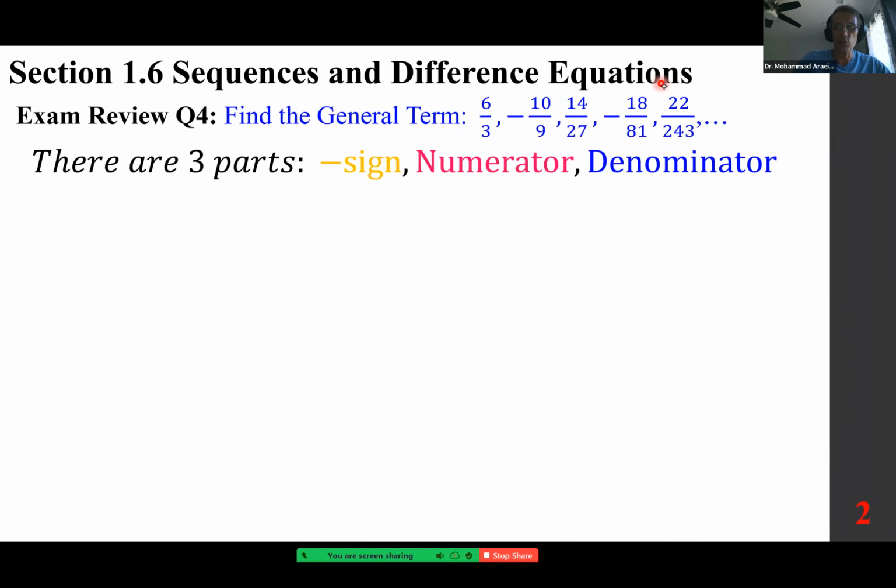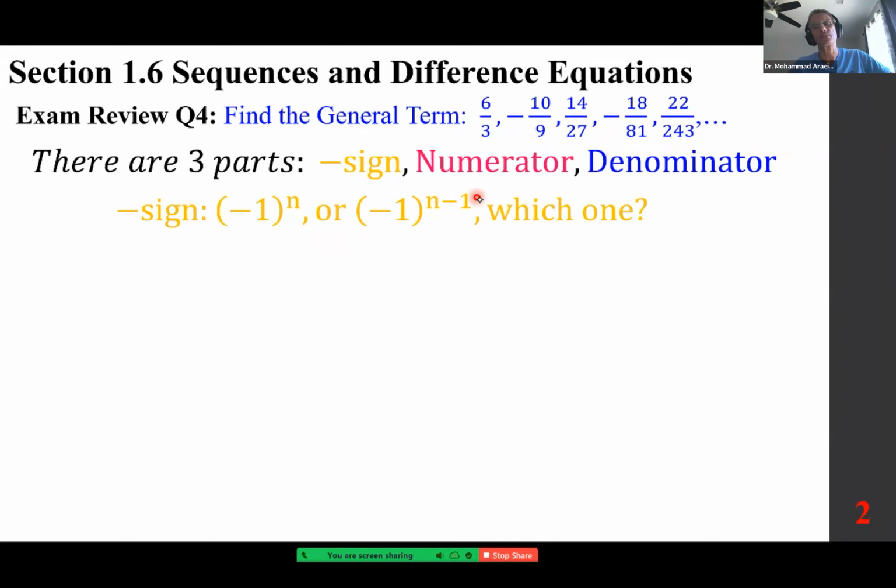When it alternates, we have to use negative 1 to the power of n or negative 1 to the power of n minus 1. Which one do you think we should use? Anybody? Would you use this one or that? Well, in this case, if you use this one, when n is 1, negative 1 to the power of 1 is negative and the first term is positive, that doesn't work. But if we use this one, 1 minus 1 is 0, negative 1 to the power of 0 becomes positive 1, and this is the one we are going to use.